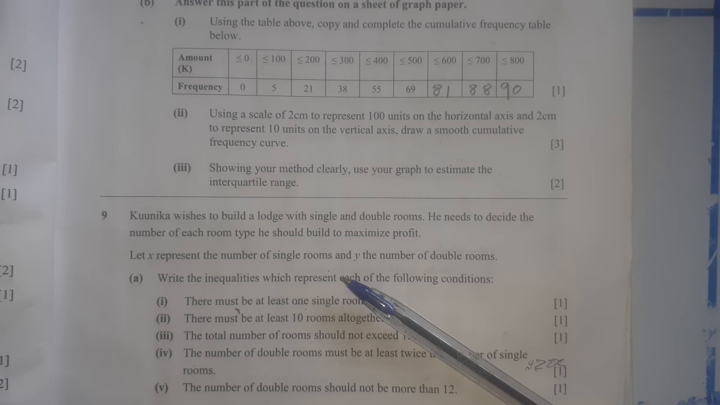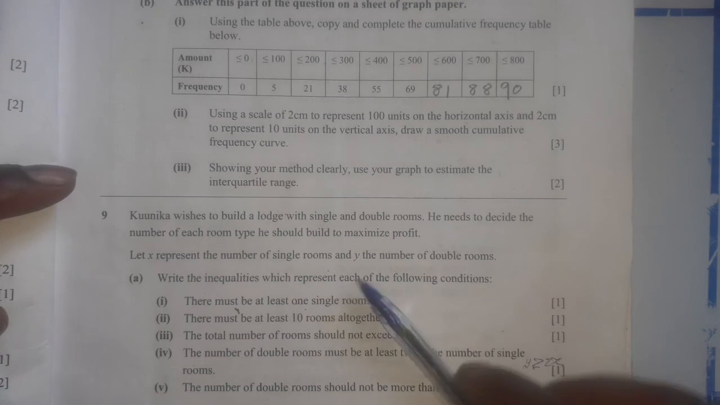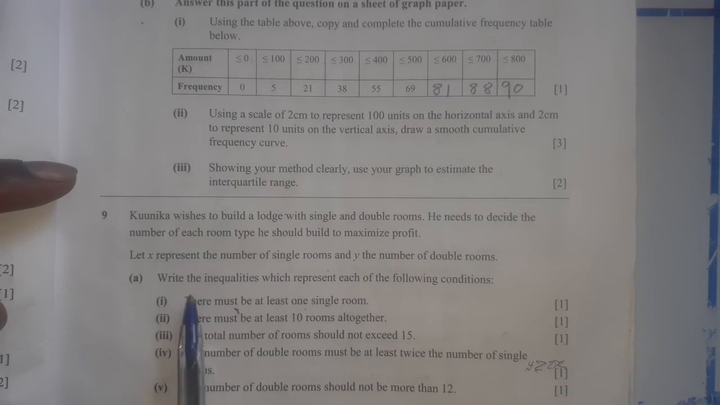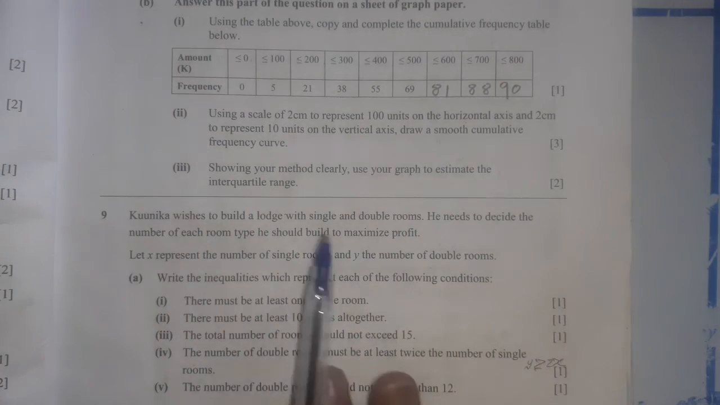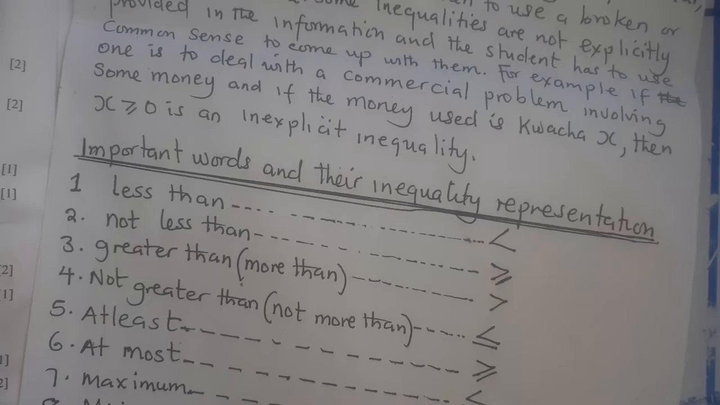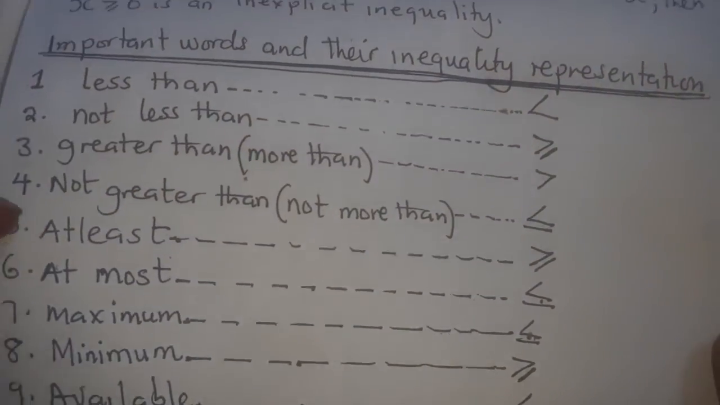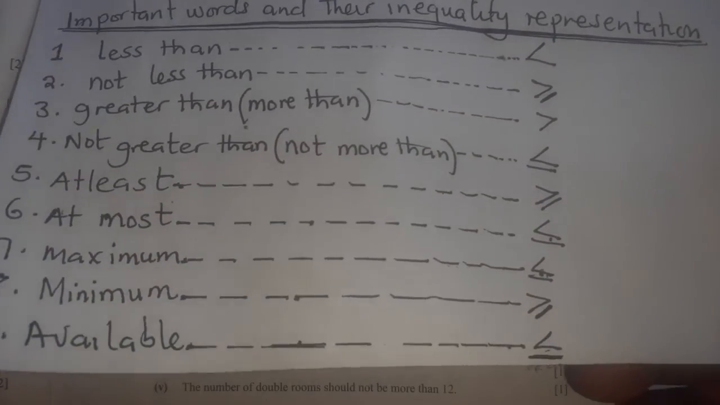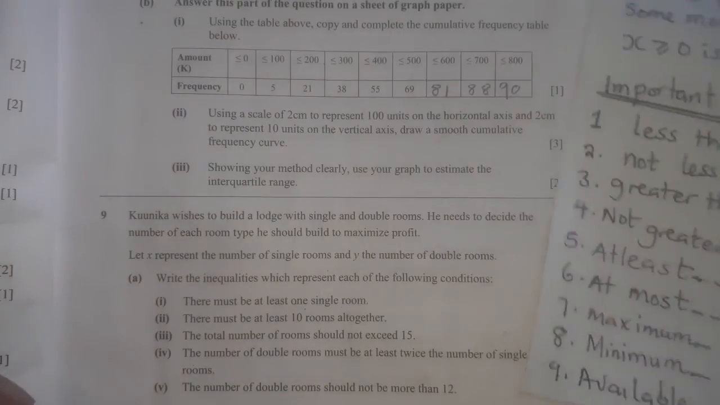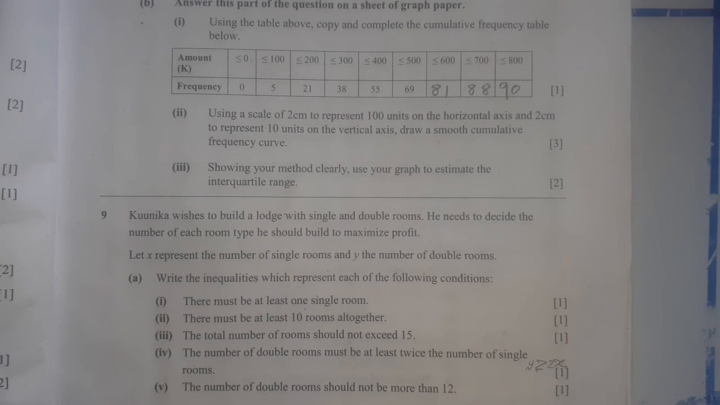Okay? So I did present all these things. So now, how do we write these inequalities here? I did mention and I wrote these things down. You remember the previous lesson where I gave you all these words and their symbols, about 12 of them. So let's look at this question.